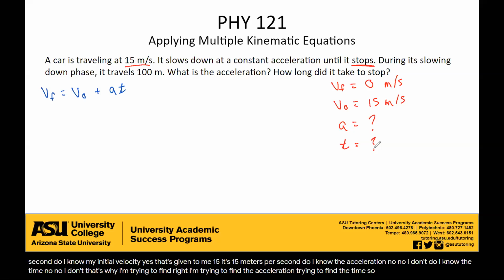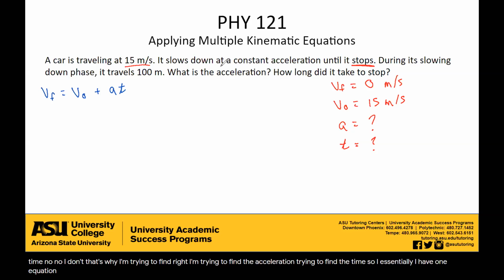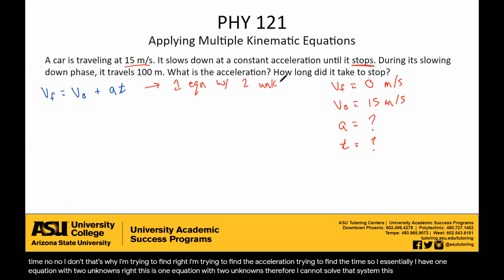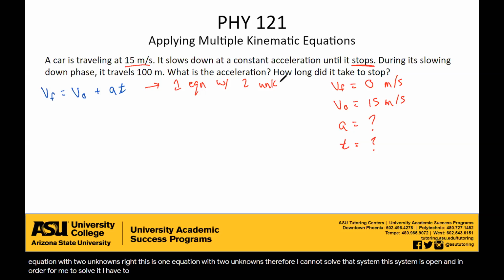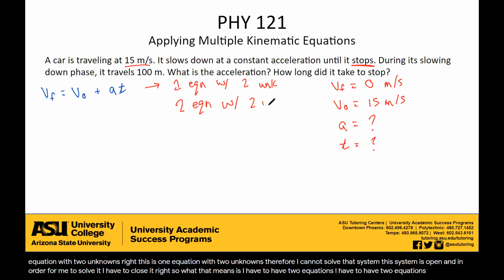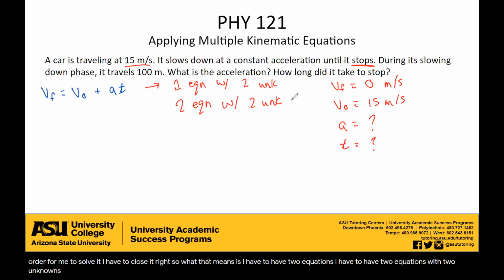So I have one equation with two unknowns, and therefore I cannot solve that system. This system is open, and in order for me to solve it, I have to close it. That means I have to have two equations with two unknowns to solve. So this is bad. I can't solve that.